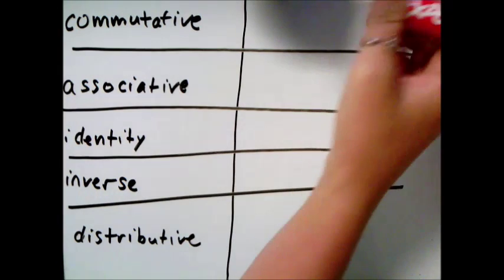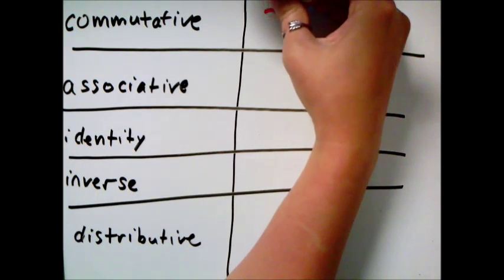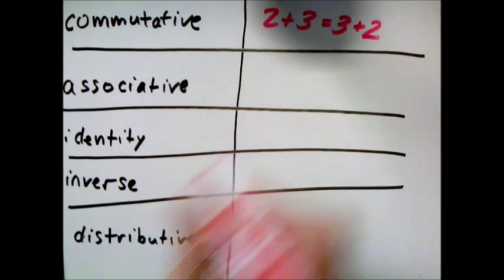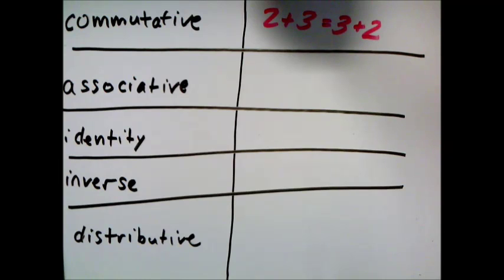So commutative just means that you can change the order. If I put something like 2 plus 3, that's the same as 3 plus 2. I know that, I kind of take it for granted. They're both 5.